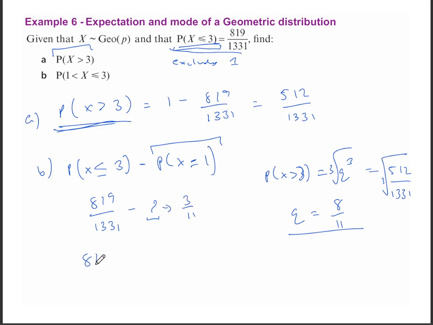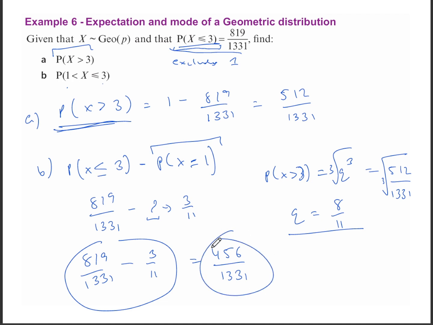Therefore, what we have is 819 over 1331, which is a probability that the discrete random variable x is less or equal to 3, subtracted by 3 over 11, which is the probability of the discrete random variable equals 1, which as a whole gives us the probability that the discrete random variable is less than or equal to 3, but also greater than 1, meaning it's excluding the 1. And this will just give us 456 over 1331 as our answer.